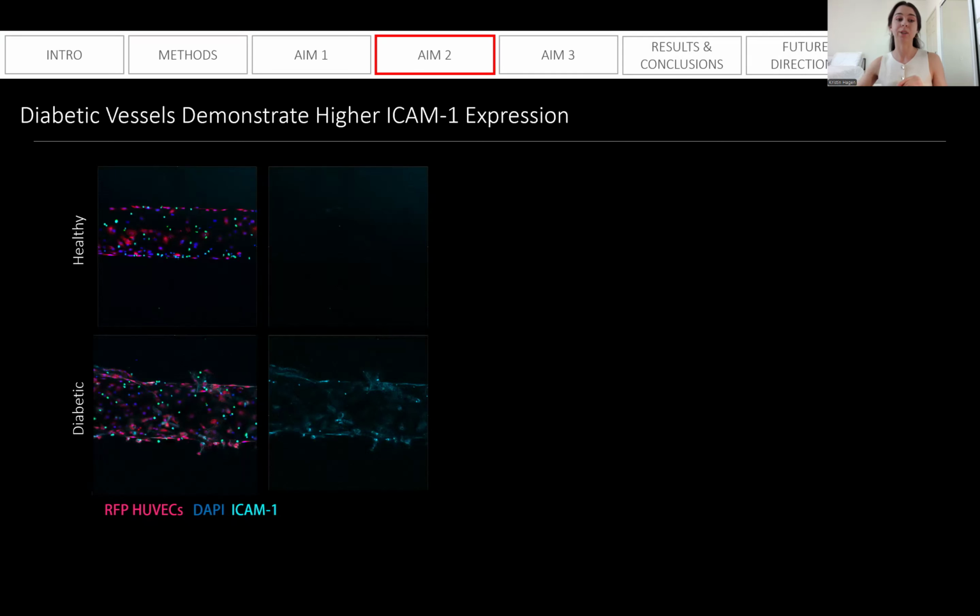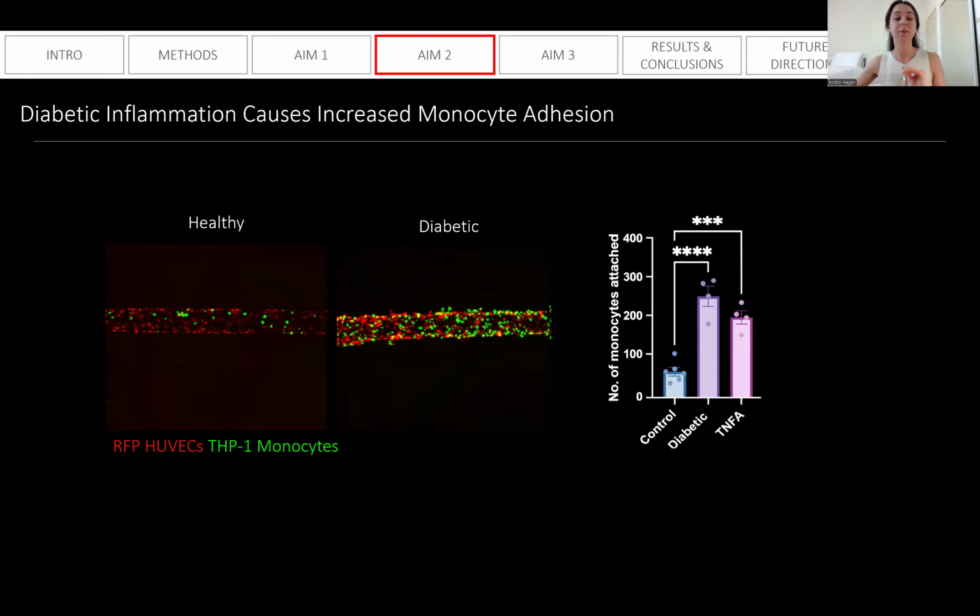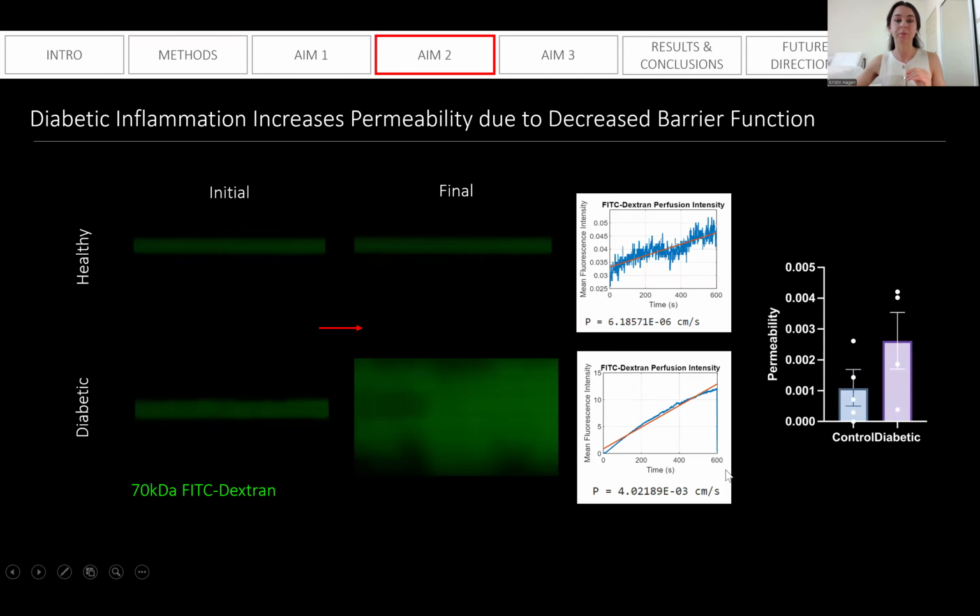We saw higher ICAM expression in diabetic vessels, where these surface integrins will tell immune cells where to go. We actually facilitated this immune cell interaction by injecting monocytes into the channel and seeing how they adhere. In a healthy person, your monocytes just flow through your blood vessels. But in a patient with diabetes, they tend to actually adhere and stick to the walls of the channel. This causes them to pass into the intima and form foam cells, which leads to atherosclerosis. And we're able to see this on our chip.